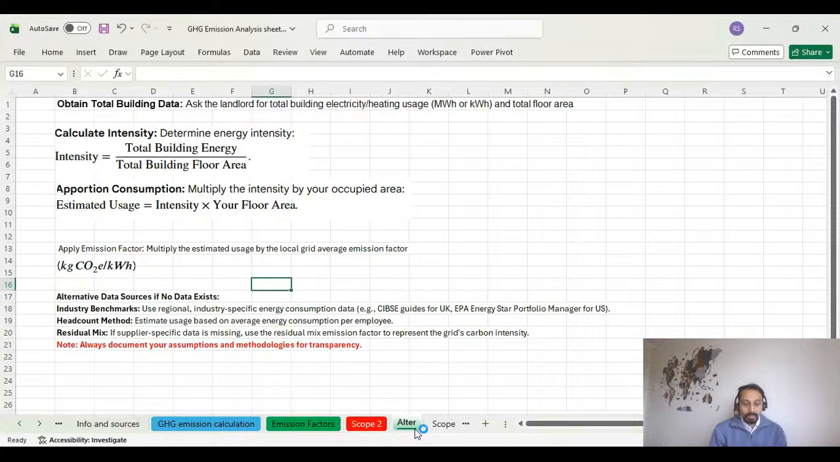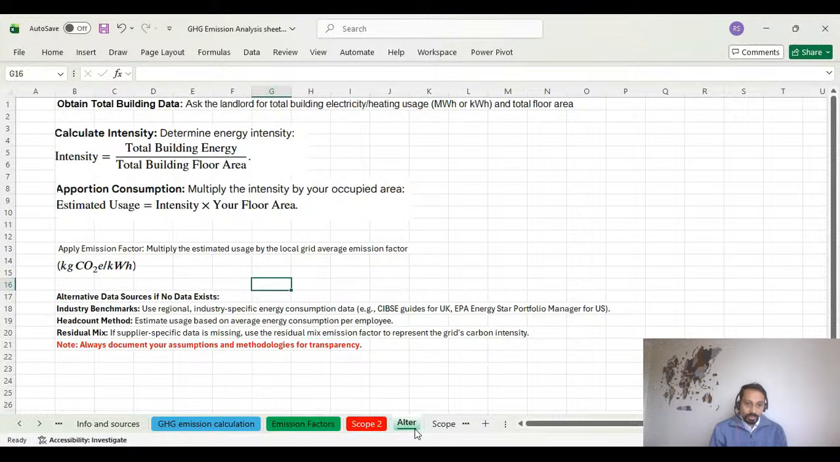The second methodology is the headcount methodology. So for example, in your office, 12 people are doing the work, and they are your employees. Based on your employees, you can decide your average energy consumption per employee. So based on the headcount methodology also, these scope 2 emissions can be calculated.